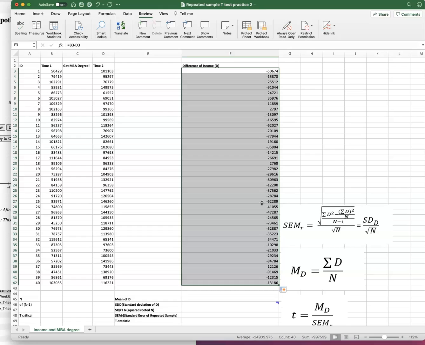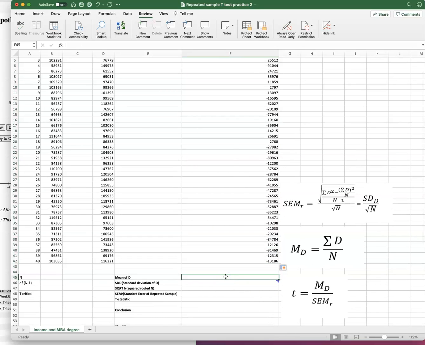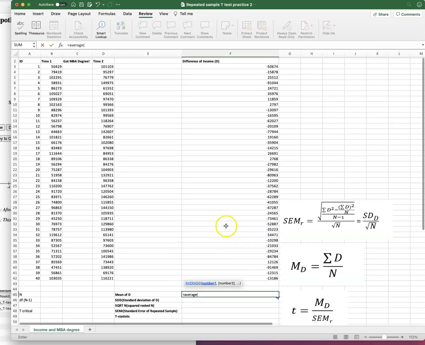So in this case, you can see that after getting the MBA degree, the income gets higher in time number 2. And we are just testing whether those differences are equal to 0 on average or they are different from 0.